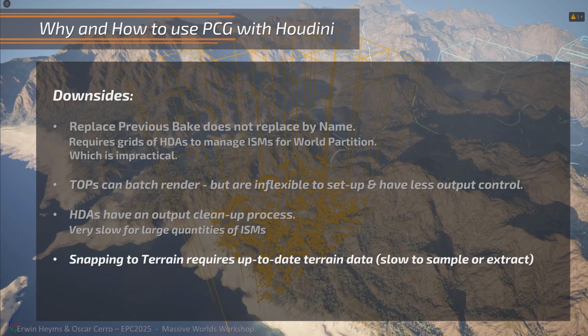Next to that, if we need to re-snap our objects to the terrain, this requires up-to-date terrain data. And this can be slow to sample or extract. Unfortunately, and especially in Unreal 5.4 and 5.5, extracting data from the landscape, depending on the size of the landscape, is exceedingly heavy. Not really due to a fault of Houdini, but unfortunately due to some error that snuck into the Unreal Engine in these particular versions. Now, this is supposed to be sped up again and fixed in 5.6, so I'm heavily waiting for that.